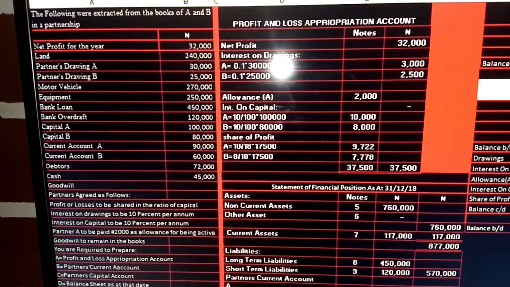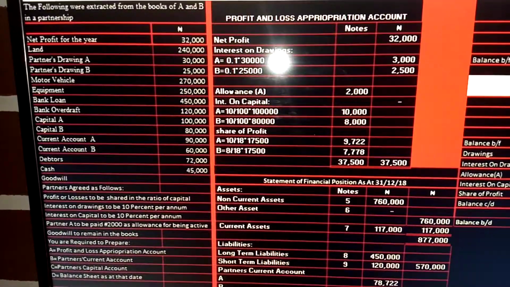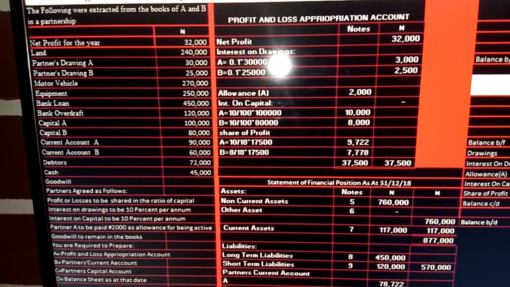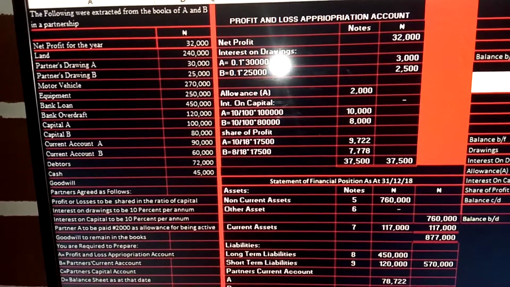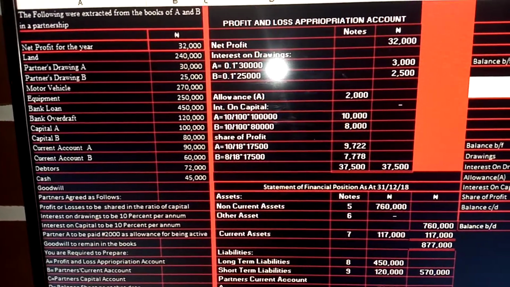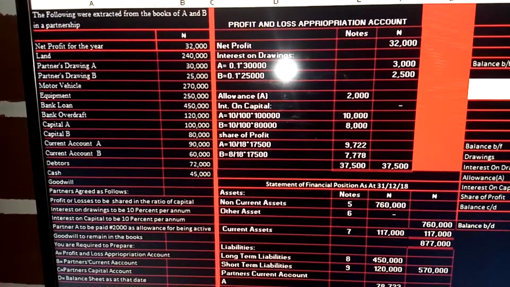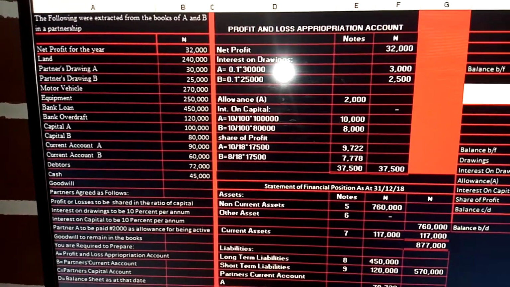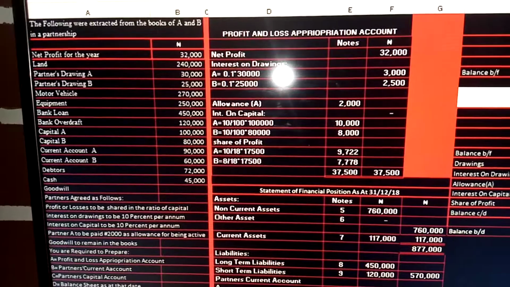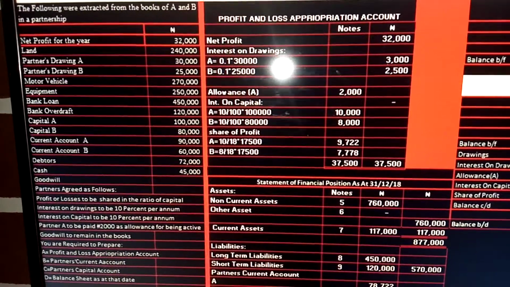But even if you have a question that wants you to prepare a trading profit and loss account, remember the essence of your trading profit and loss account is to derive your net profit or your net loss. So it's the same way of preparing it. Instead of preparing that, they just gave us the net profit for the year. That means the trading profit and loss account has been prepared, because its essence is to derive the net profit of the business.